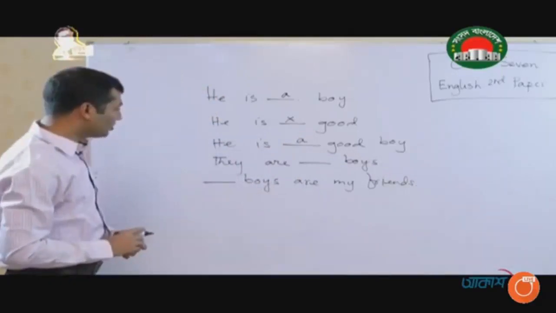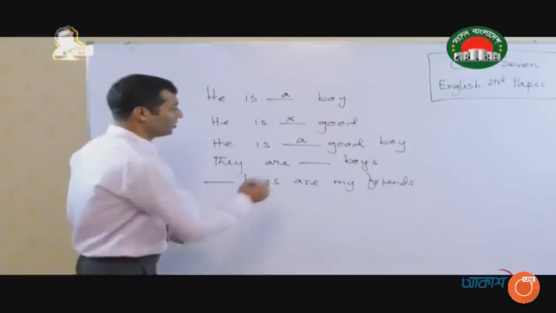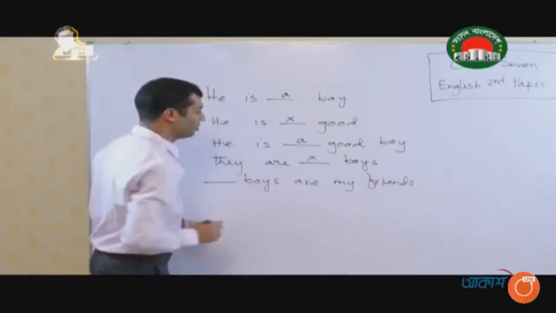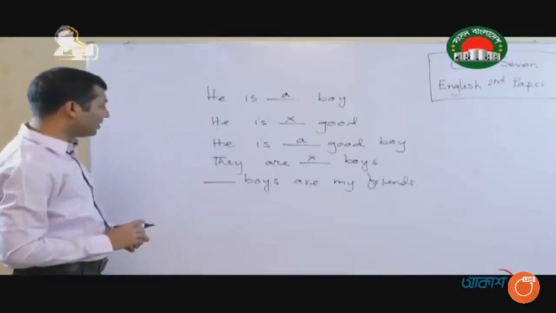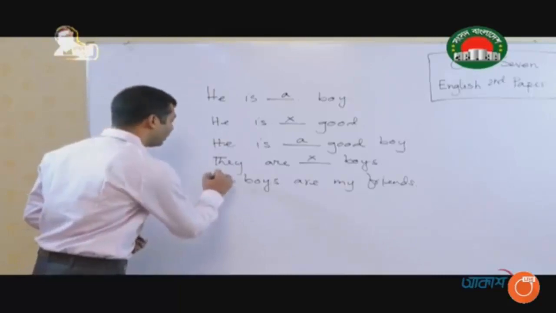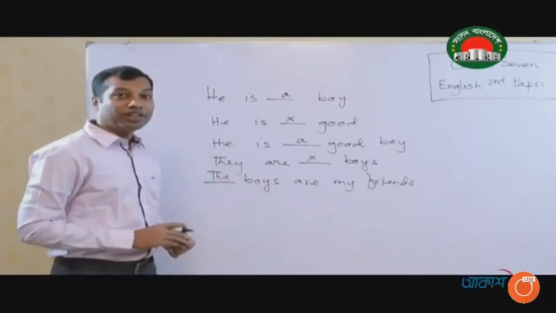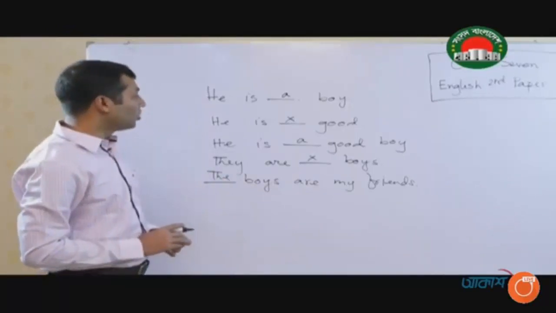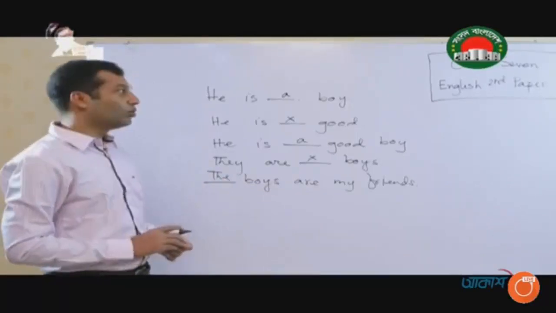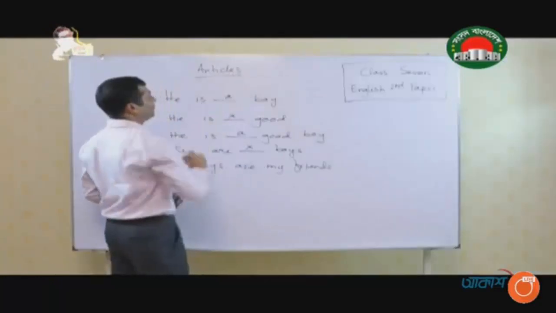Come to the 4th sentence. They are boys. So no article will be used. And in the 5th sentence, the boys are my friends. So students, you can easily understand what we are going to learn today. Yes, we are going to learn articles.